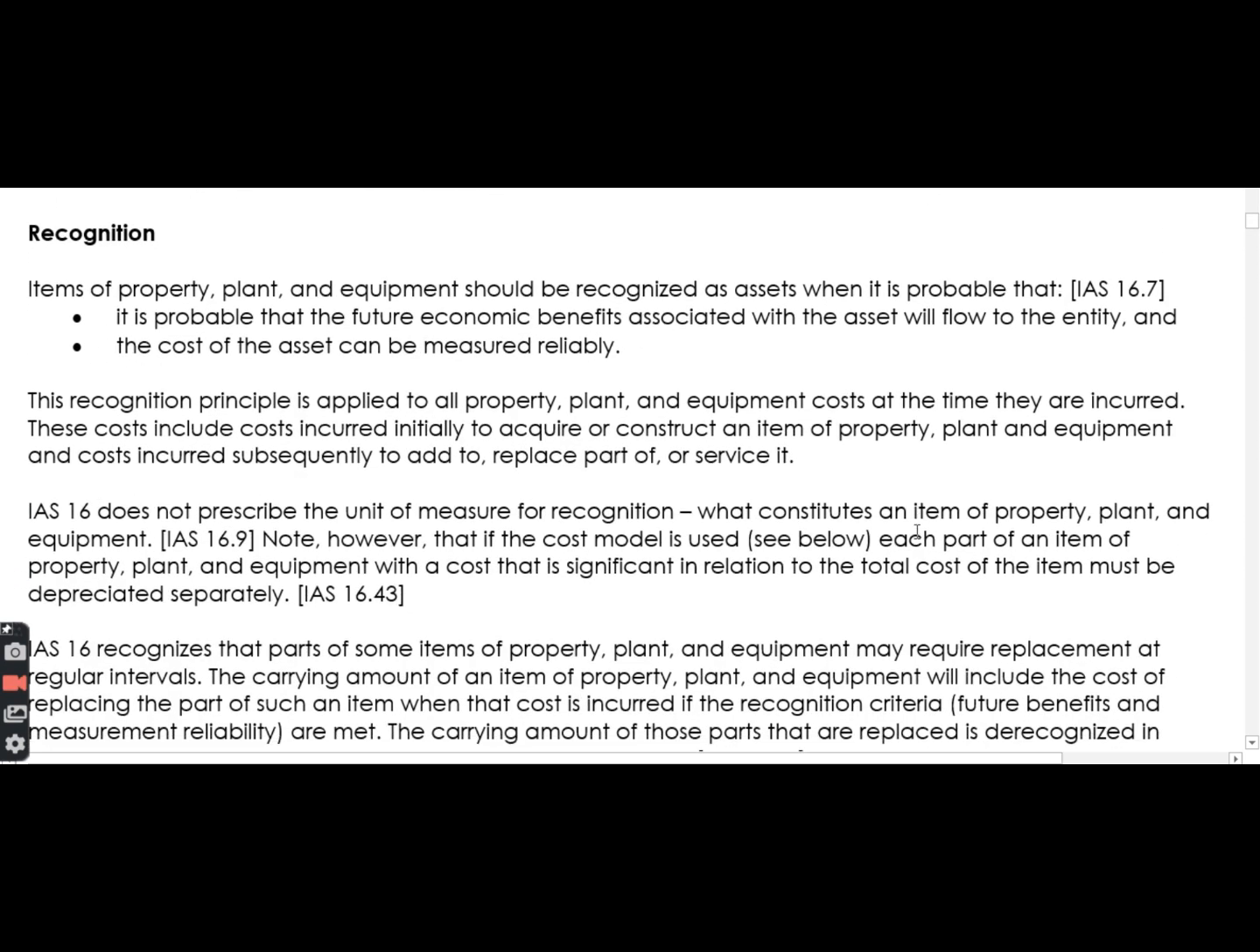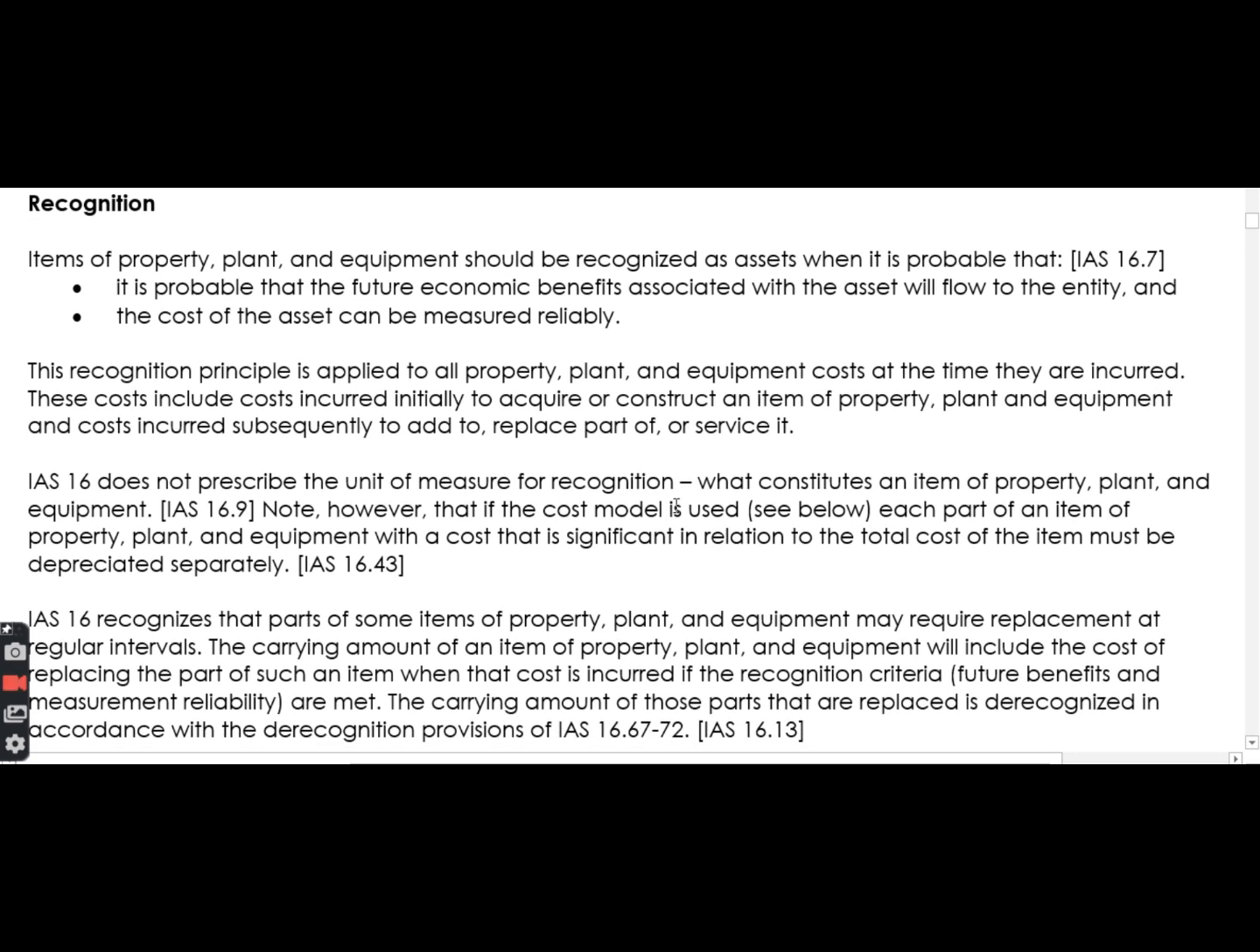We now go to the recognition of your property, plant, and equipment. Generally speaking, items of property, plant, and equipment should be recognized as an asset when it is probable that a future economic benefit will flow to the entity and the cost of the asset can be measured reliably. That's basically the general criteria for recognition, similar to the recognition criteria of all types of assets. So the recognition principle is applied to all property, plant, and equipment.